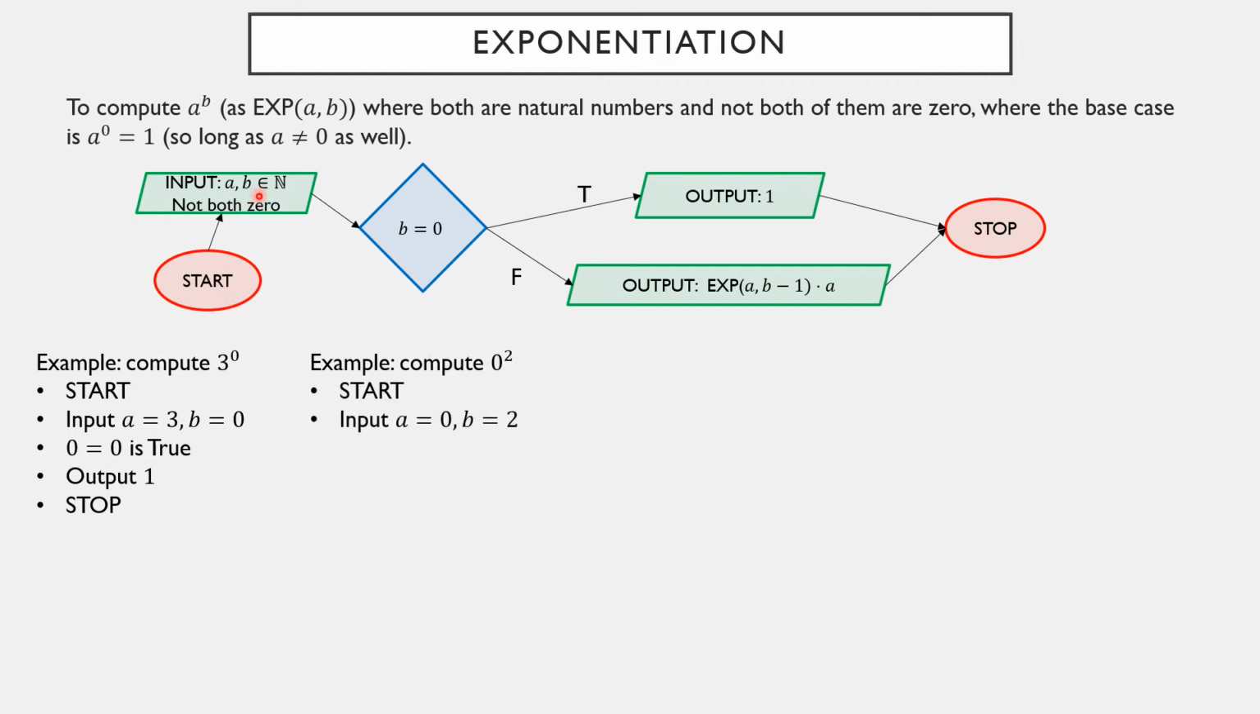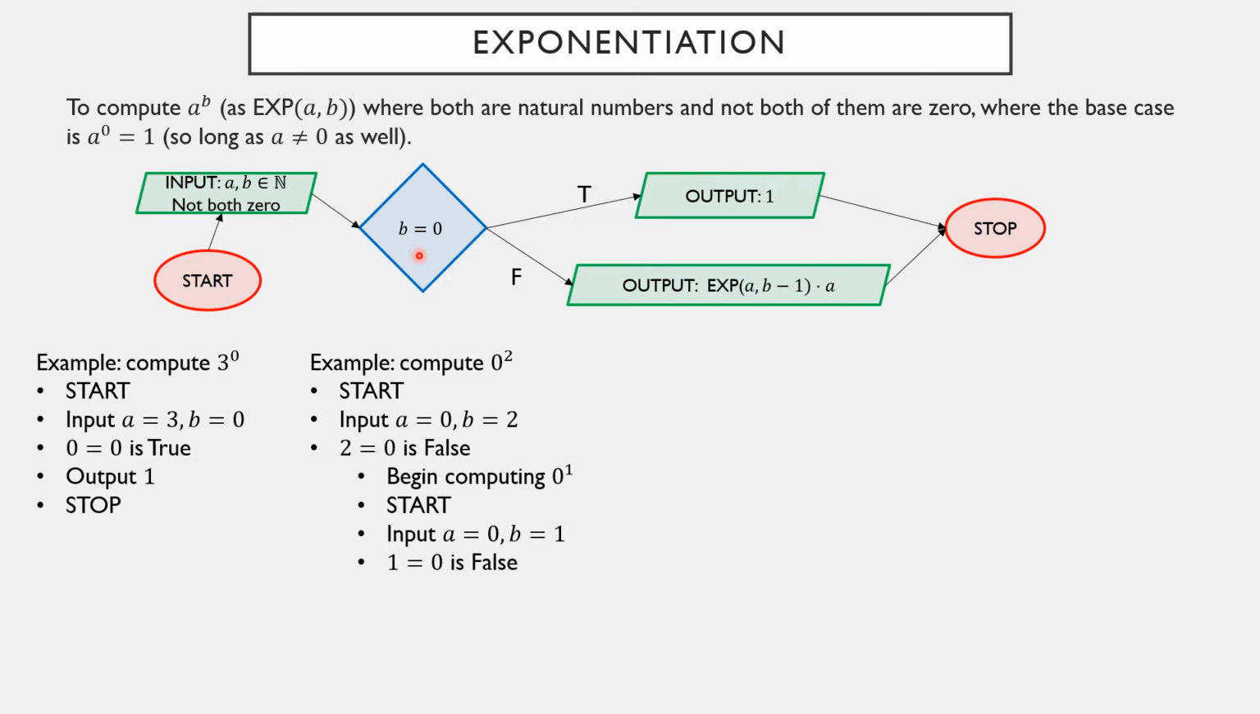So start, input two numbers, and they're not both 0. Good. Is 2 equal to 0? No, it isn't. So now I need to try to compute 0 to the first, which I will then multiply by a at the end. So I start, I input two numbers, a is 0, b is 1. They're not both 0. Great.